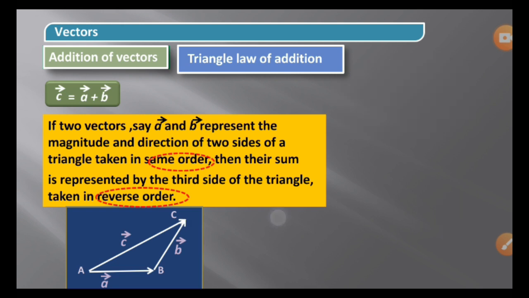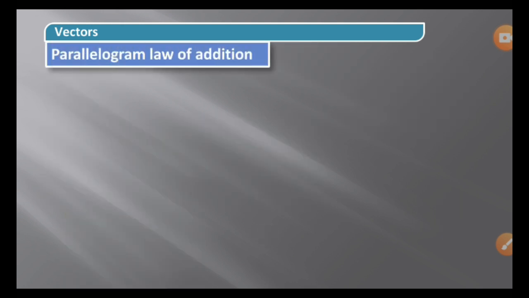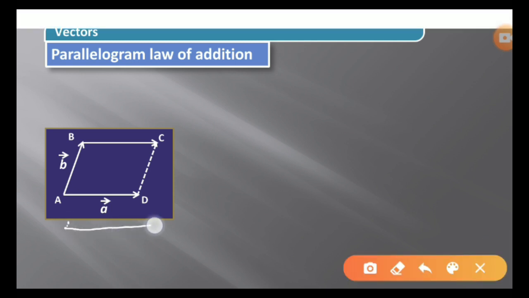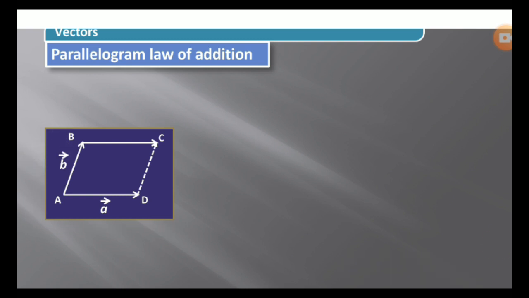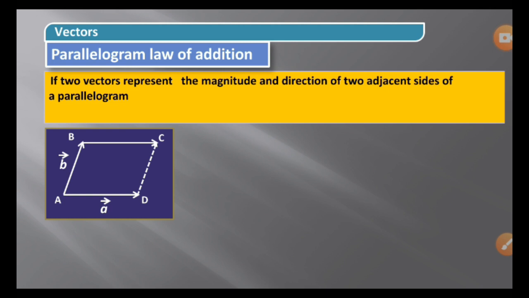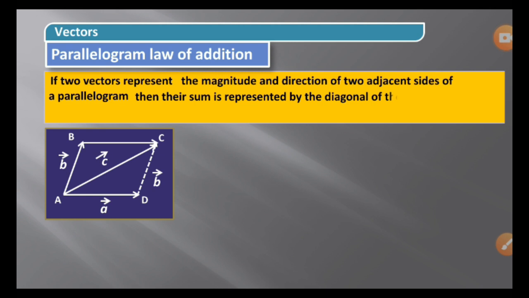Students, now let me start another law, that is the parallelogram law of addition. To know this, we should first know the statement, so first take the vectors diagram. Here vector a and vector b are the two given vectors. The statement is: if two vectors represent the magnitude and direction of two adjacent sides of a parallelogram, then their sum is represented by the diagonal of the parallelogram, which is co-initial with the vectors.